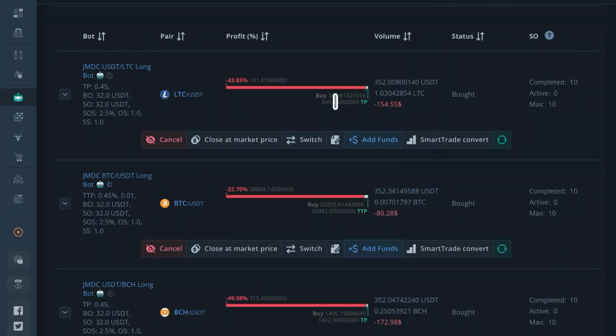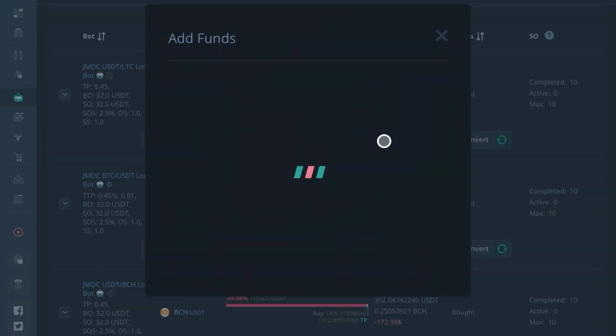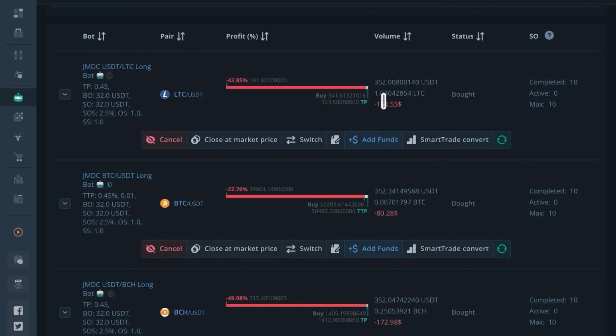Now as we can take note, we are at $343.50 as our take profit goal, so we're going to add funds in order to reduce that and reduce the amount of travel that is necessary for the bot to be profitable. We have $352 in this trade. Our adjusted buy price is at $341.61 and our adjusted take profit is at $343.50. Current price is at $191.81 right here. If we're going to add funds, let's add exactly what we put into this. Right now, like I said, there's $352 in this bot.